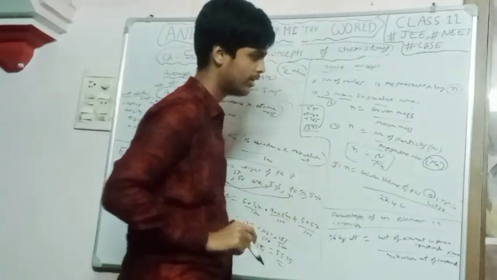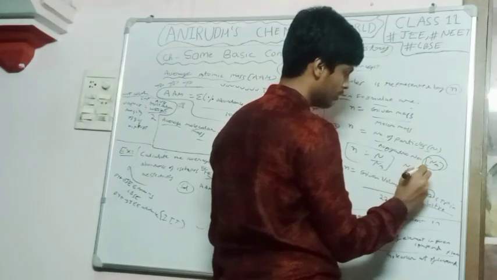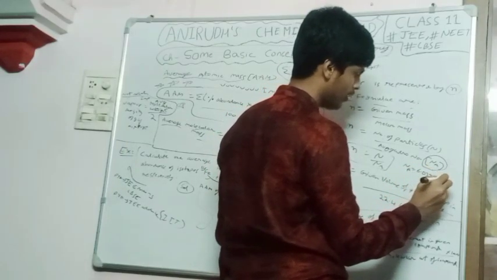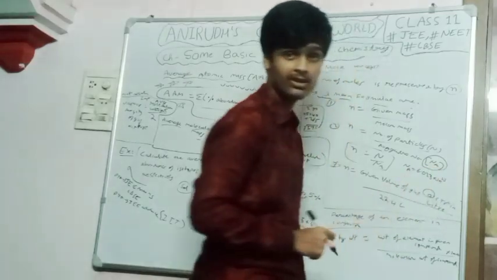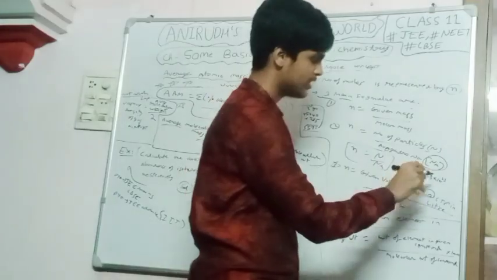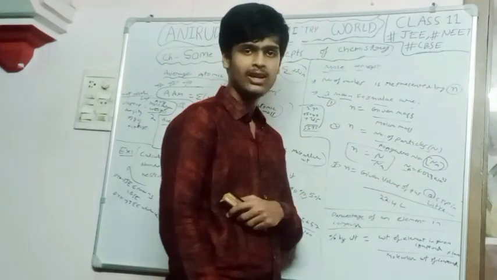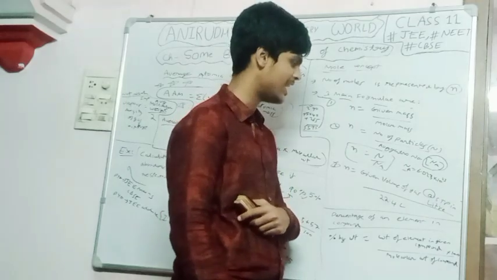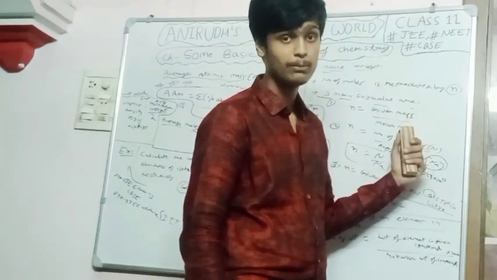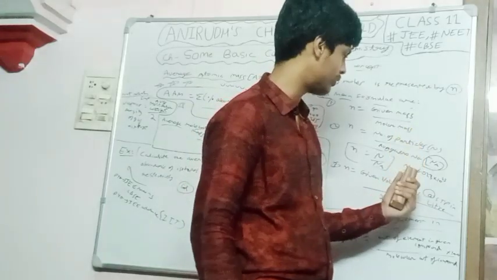Okay, Avogadro number, we have a fixed number. Avogadro number Na is equal to 6.023 into 10 to the power of 23. Repeat it: Avogadro number Na is equal to 6.023 into 10 to the power of 23.